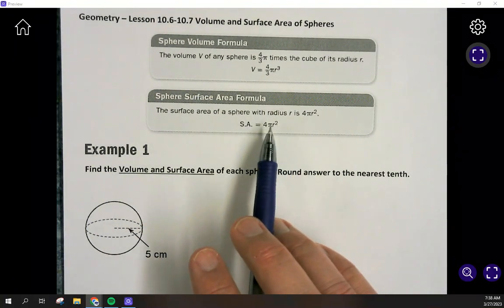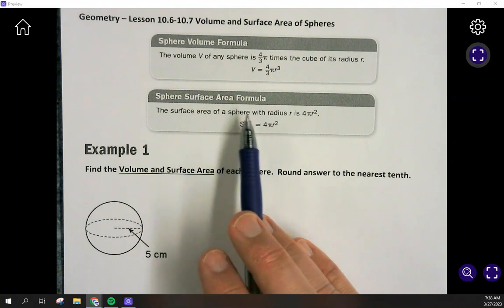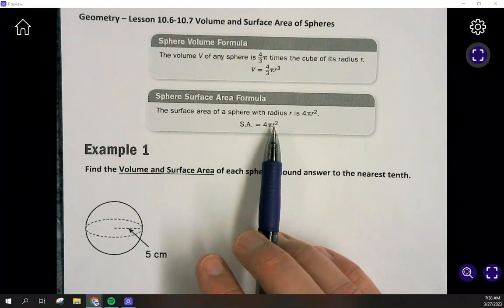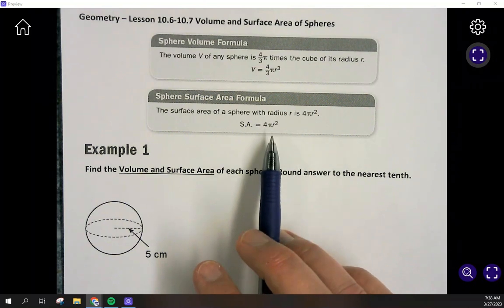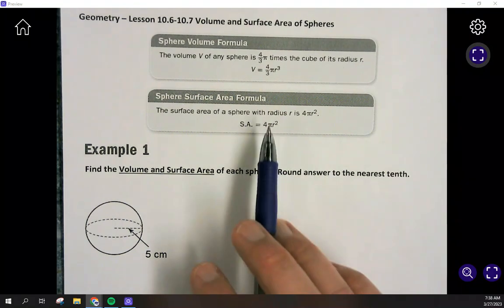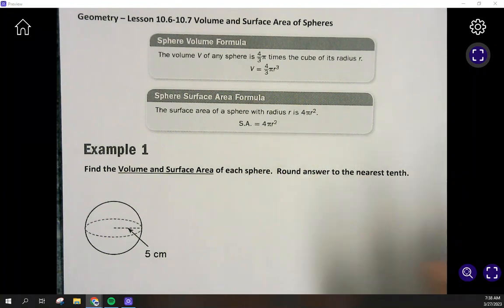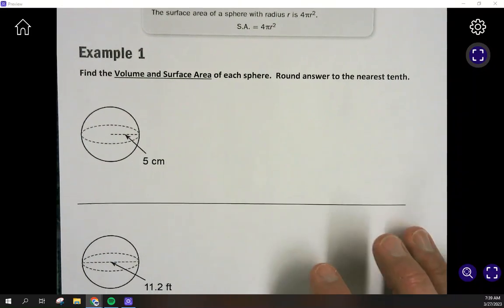And then surface area is 4 times pi times the radius squared. Remember, area is always to the second power. It's always squared, square feet, square inches. So you just take your radius, you square it, times it by pi, times it by 4. Just to be consistent with these, we will also round these to the nearest tenth, although these could very well be left in terms of pi and give you some nice answers there. All right, but we're going to do all of these rounding to the nearest tenth.